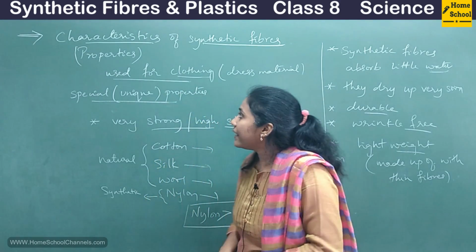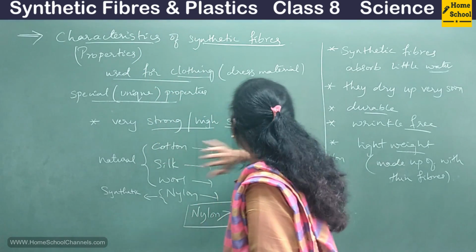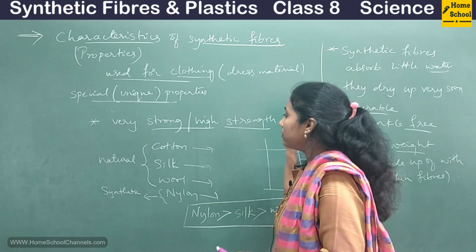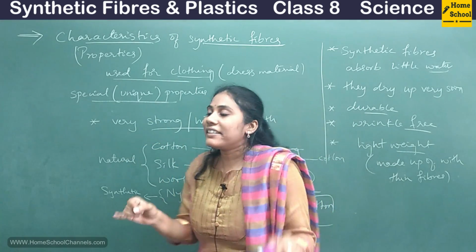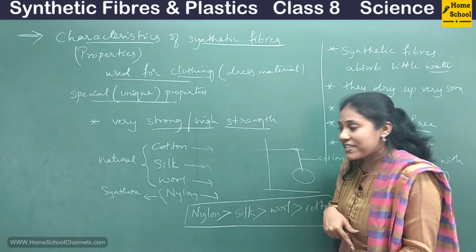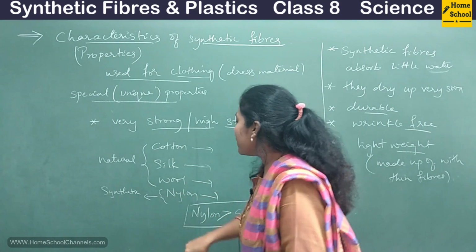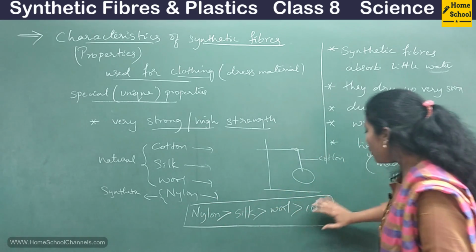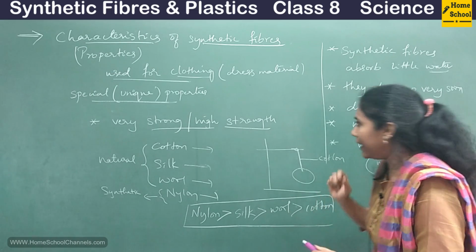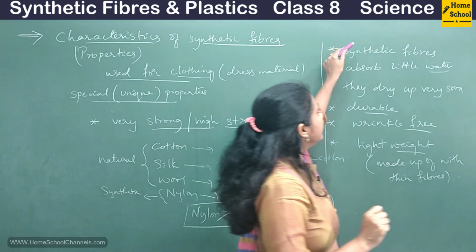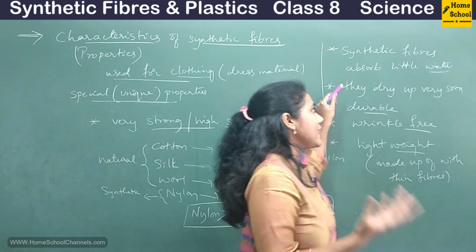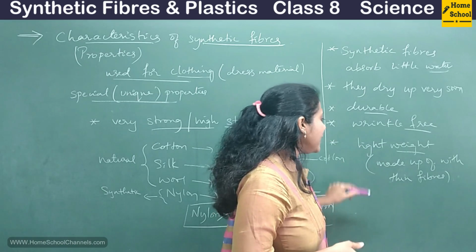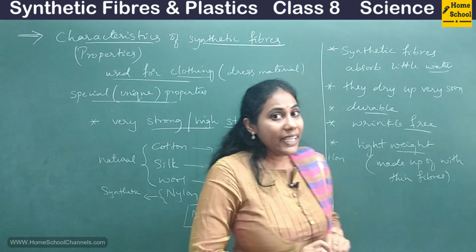So let's have a quick recap here. Just let me tell you all the characteristics. First one is they are very strong, or they have lots of strength, and that can be proved by the activity that we have seen. And among the four fibers, nylon is the strongest one, right? And this is the decreasing order of their strength, right? And next is they absorb very little water, that's why they can dry up very soon. They are durable, they are wrinkle free, lightweight because the fibers are very, very thin.